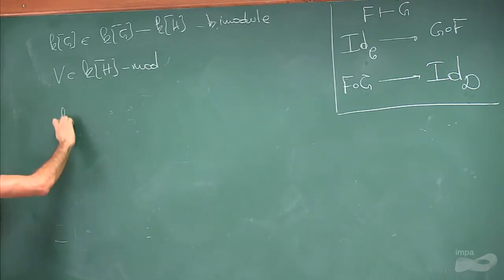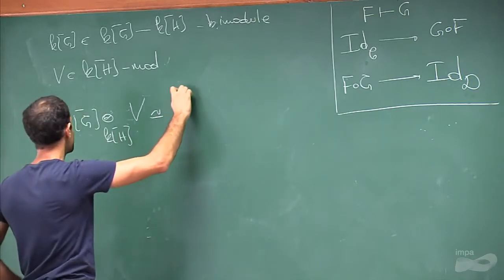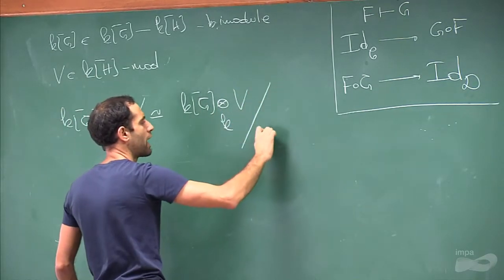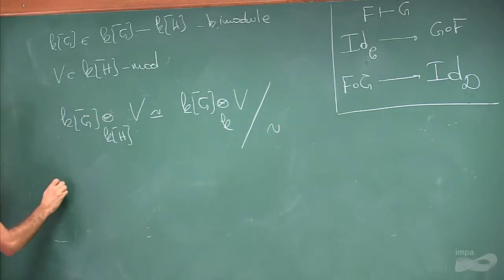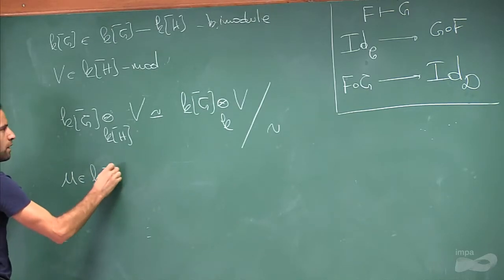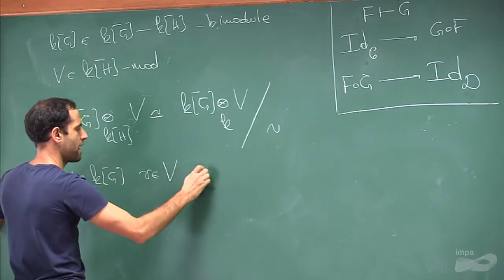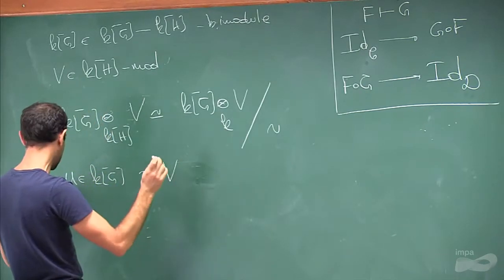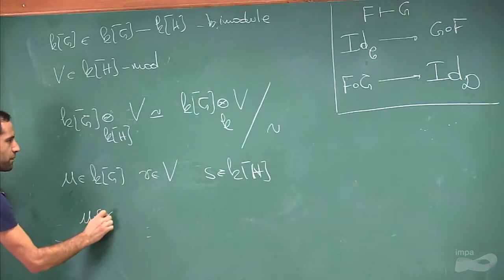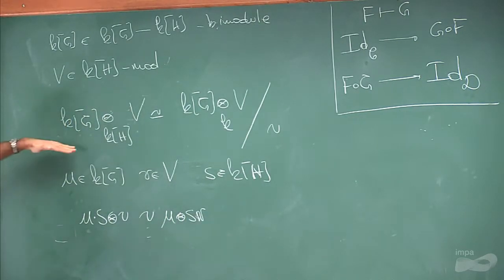So that tensor product written there, by definition, was a quotient of this vector space: you just take this vector space and mod out by an equivalence relation. The equivalence relation is that for an element mu in K of G, v in V, and S in K of H, we declare that mu times S tensor v is equivalent to mu tensor S v. That was the definition of this space.